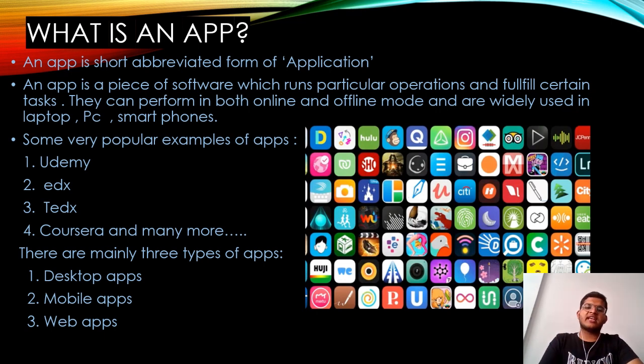Some of the popular examples of educational apps are Udemy, edX, Coursera and many more. There are mainly three types of apps: desktop apps, mobile apps and web apps. You can differentiate between these three by just remembering the name.